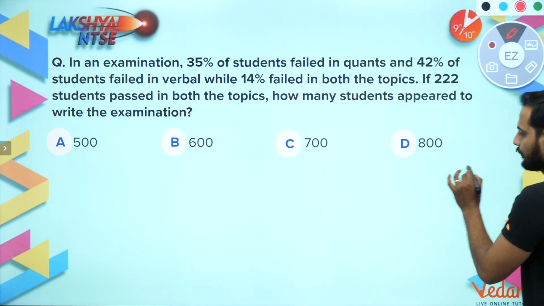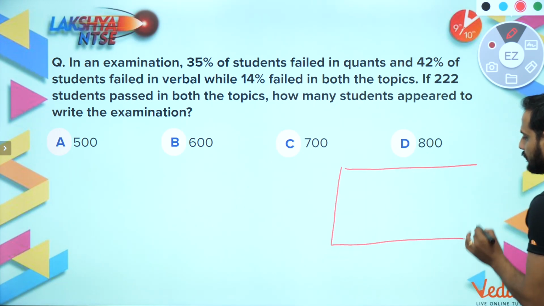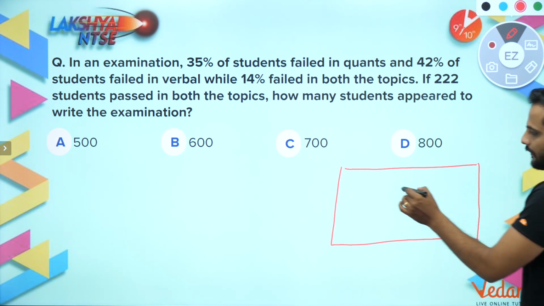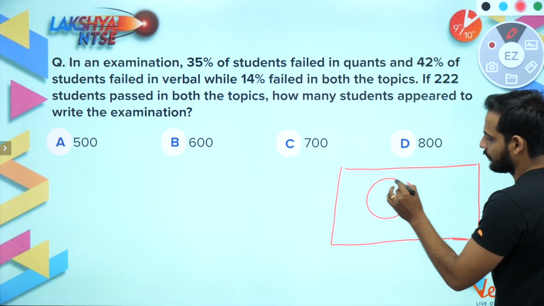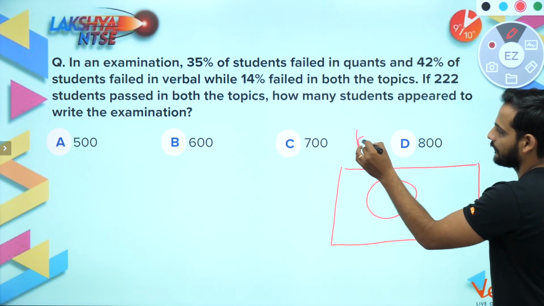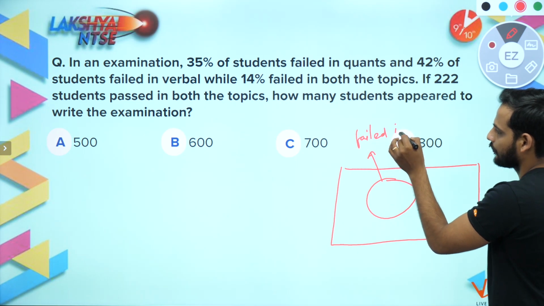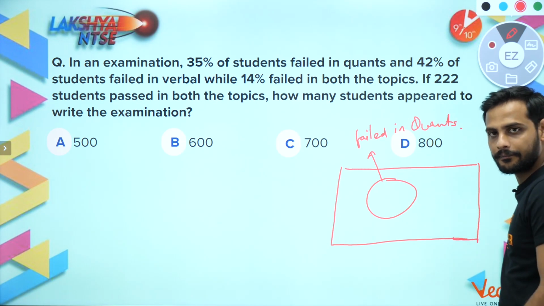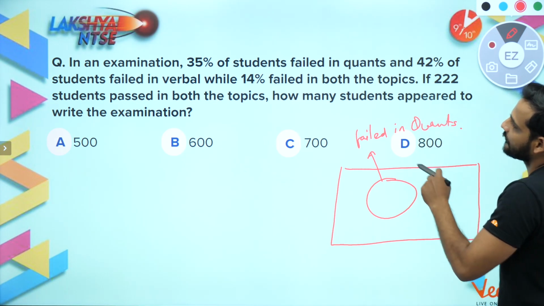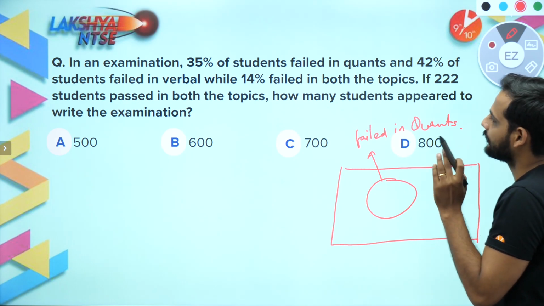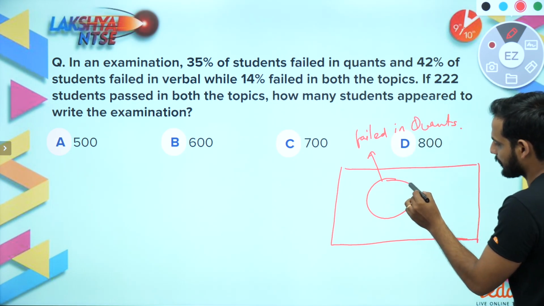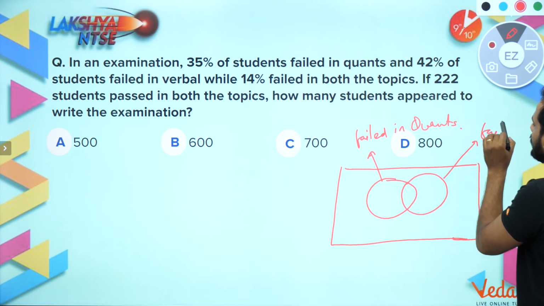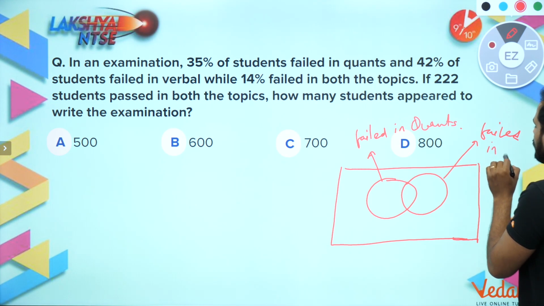Now in this case, bachcho, always remember, let us say these are the total number of students. Let us say this represents the number of students who failed in quants. Okay, those who failed in quants. And let's say then there are some students who failed in verbal and some who failed in both. So that means there should be an overlapping, and these failed in verbal.